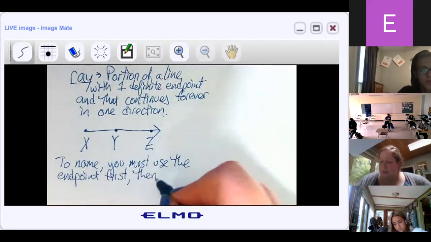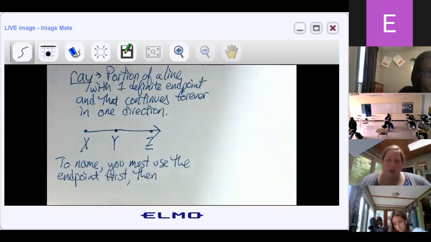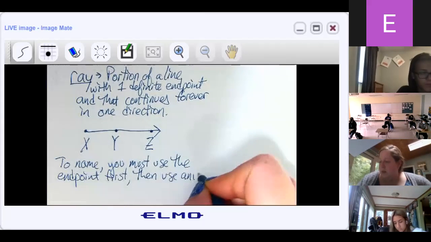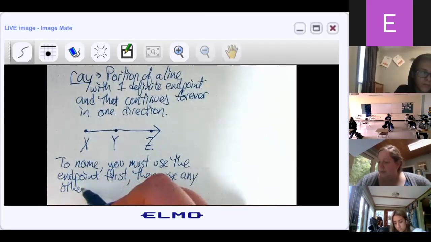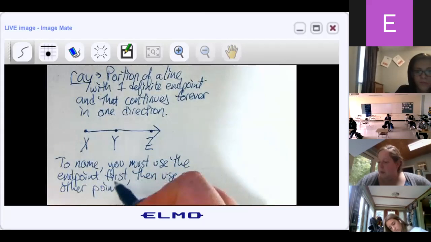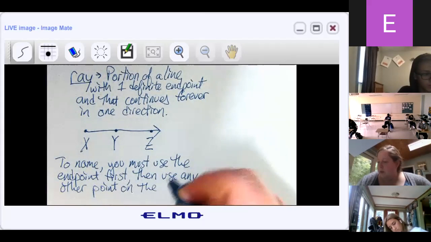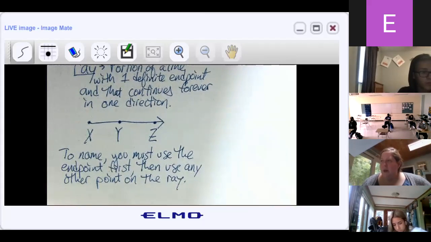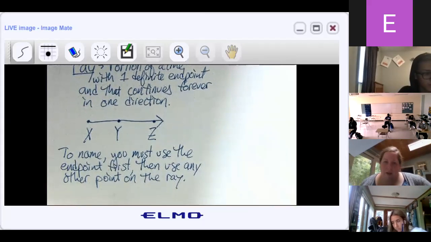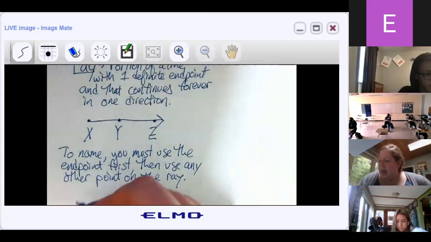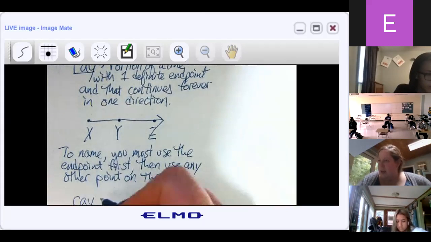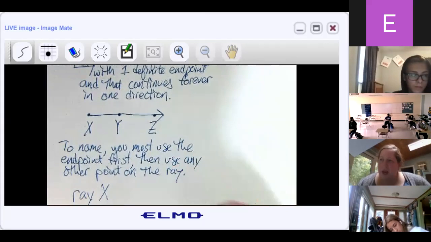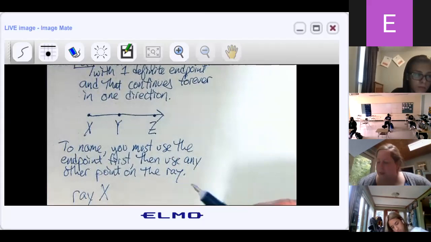But then once you name the endpoint, then you get to use any other point on your array. Then it doesn't matter. Okay, so if I wanted to name the ray in my diagram here, I'd have to call it ray X. It has to start with an X because that's my endpoint, but then I get to choose if I want to use either Y or Z.